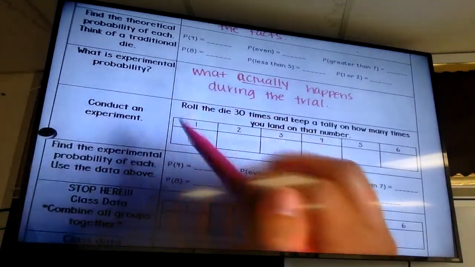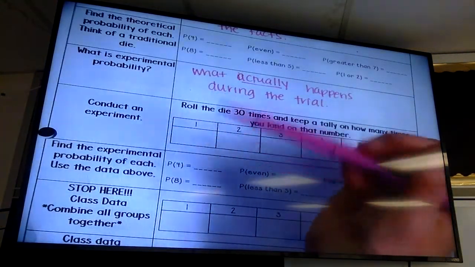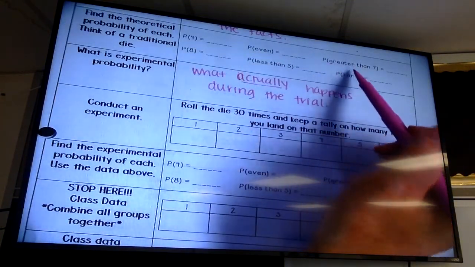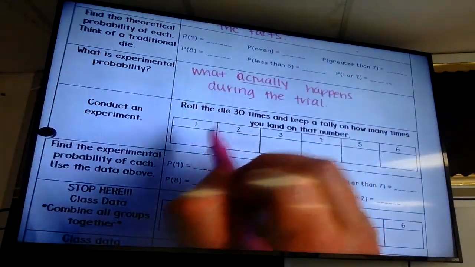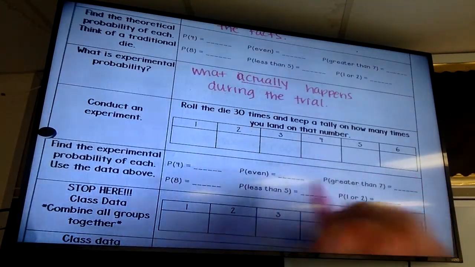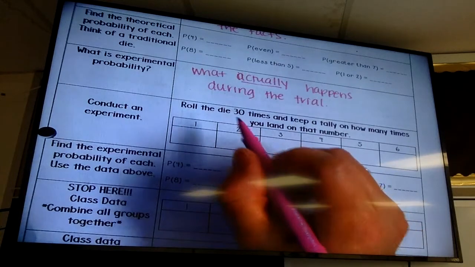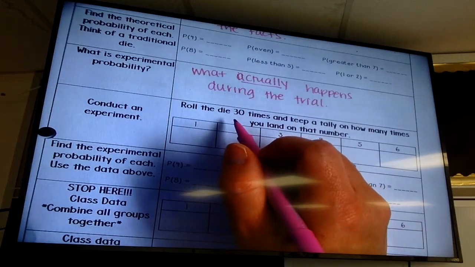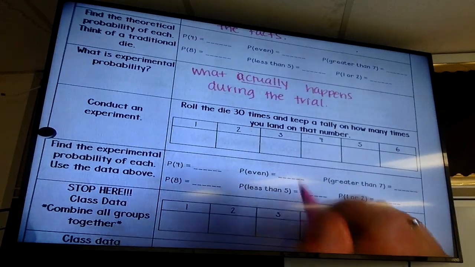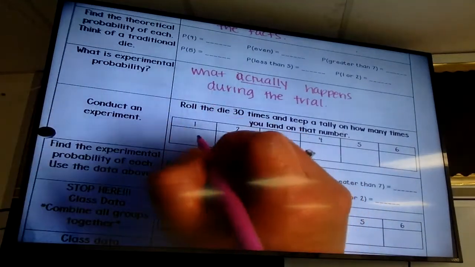So, in class, I had the students do this, and you can try it. I had them figure out the theoretical probabilities for each of these happening on a die. And then they conducted their own experiment and figured out how many times they rolled each number, and they rolled the die 30 times. So if you have a die at home, you can do this. You can conduct your experiment. And then I'll show you what one would look like.